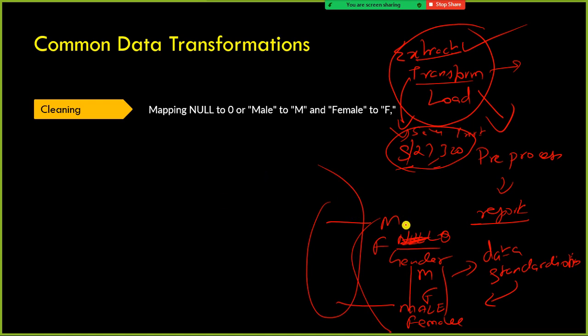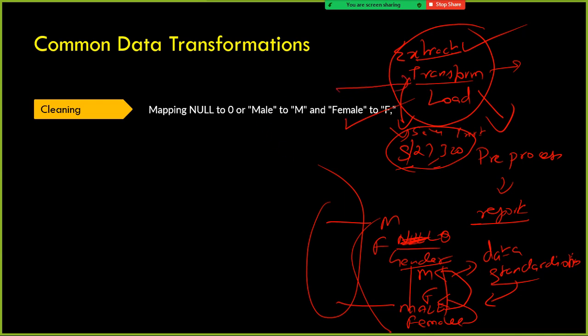So they came up with some kind of standardization policy. As per the company norm, or as per the standardization policy, all the male values should get renamed as M, and all the female values should be renamed as F, so that the gender column will have consistent values in it. That is one sort of cleaning activity that you do as part of transformation.